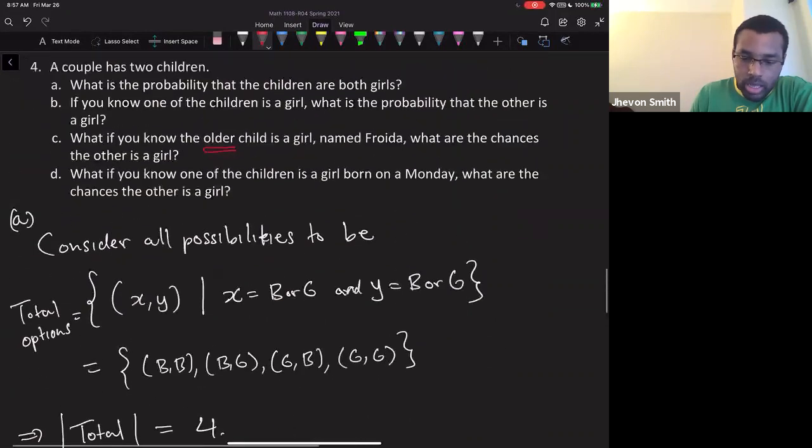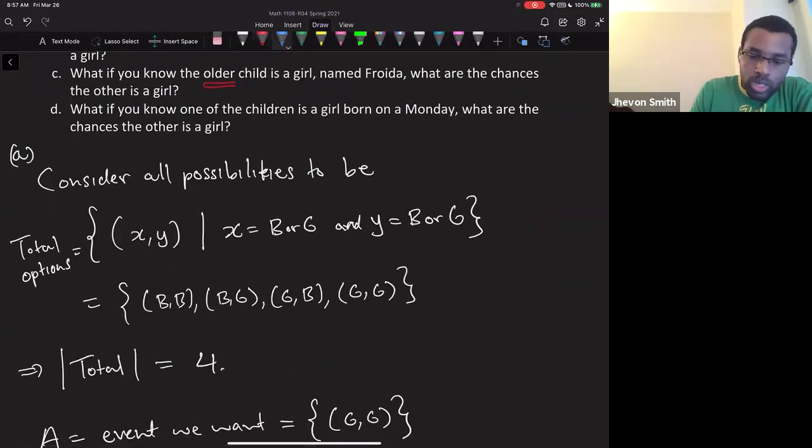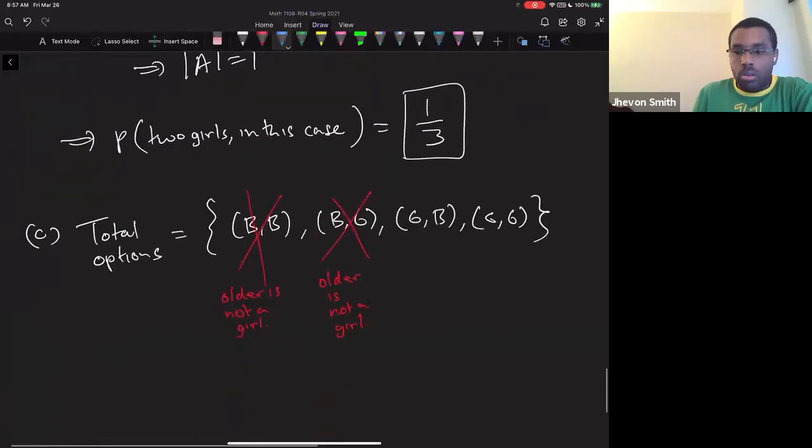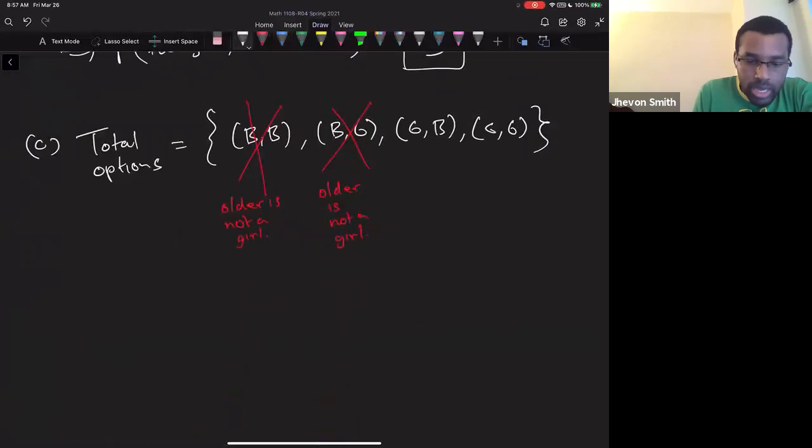We should probably conceptualize this a little bit more specifically, where we're saying X is the older child and Y is the younger. Now, of the 4 total possibilities that we had when we were thinking without restriction, 2 of them aren't valid anymore. So the size of the total options is just 2.